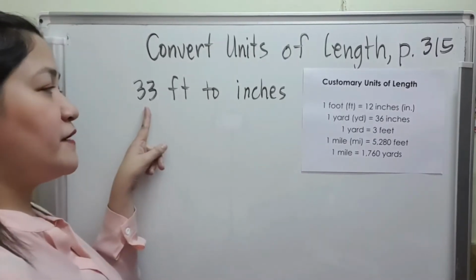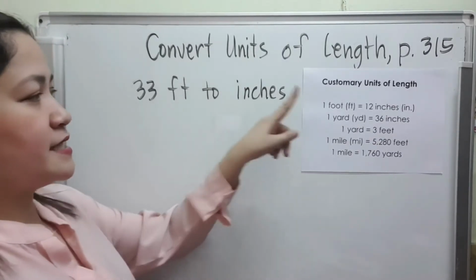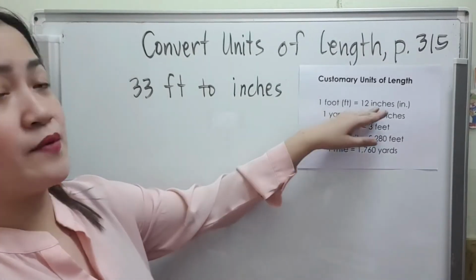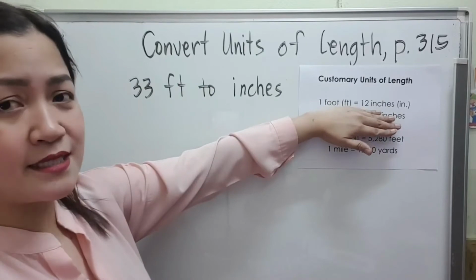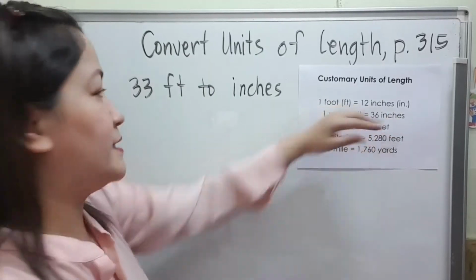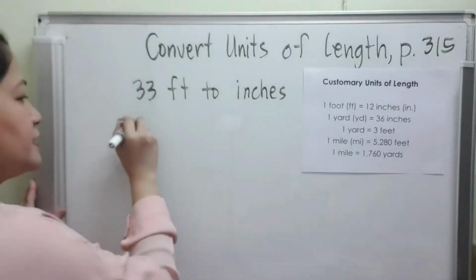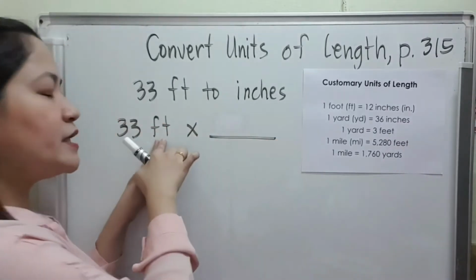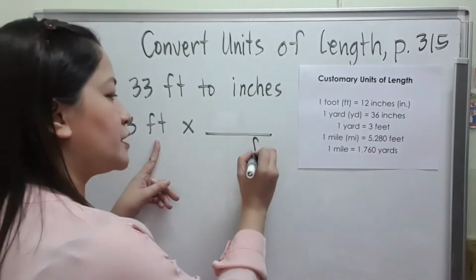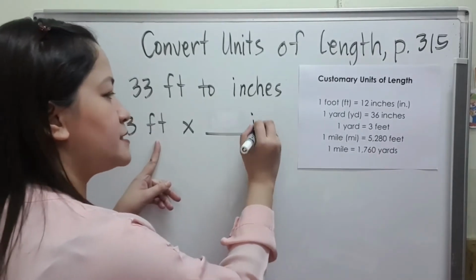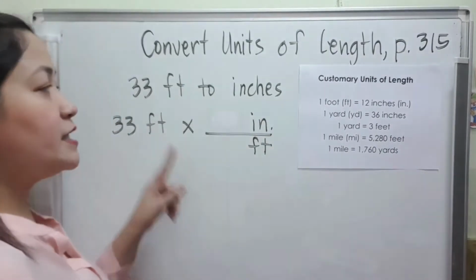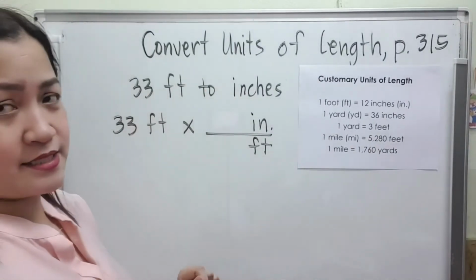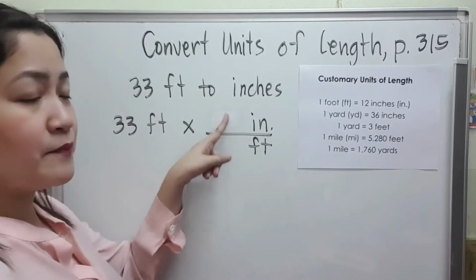So we will find the relationship between feet and inches. We can see here that 1 foot is equal to 12 inches. So we will be using this conversion or this rate. So write 33 feet, same times. Remember, we need to remove feet, so put it down, and then above is inches. We need the relationship or the rate between feet and inches. Now you are going to write the numbers here.